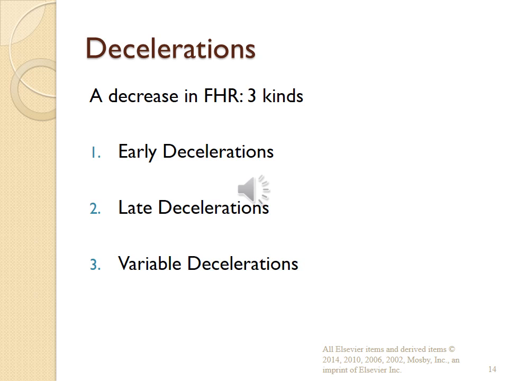Decelerations. This is a decrease in the fetal heart rate. There are 3 kinds. You have early decelerations, late decelerations, and variable decelerations. And you can start reading about this at the bottom of page 391, and it continues to page 395.